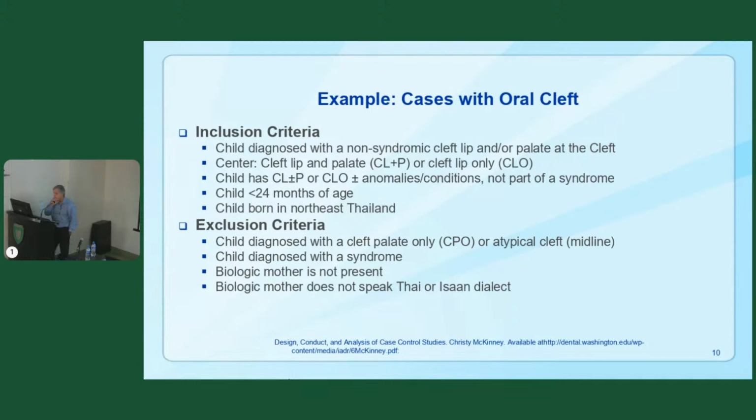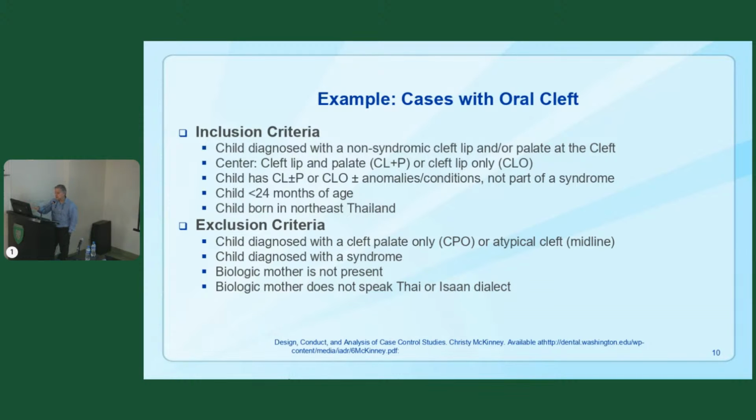cleft lip or palate. So the idea here is to study cases of oral cleft versus controls who don't have oral cleft, and to find out what causes it. Okay, so that's the original study. And then you have your definition. See how clear the inclusion criteria are. And for the exclusion, you exclude a child diagnosed with cleft palate only or an atypical cleft. You want to study just the typical cleft.